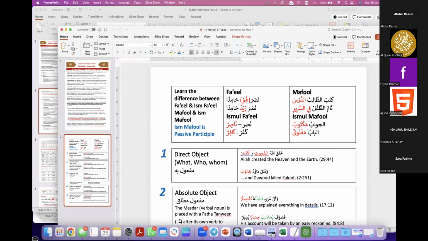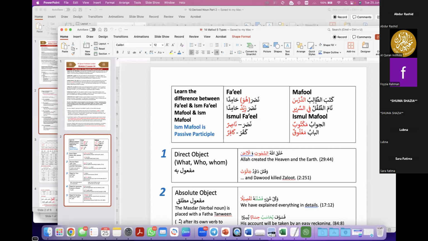Al-jawabu maktubun. The answer is written, the receiver of the act, and the sentence is complete. Derived from kataba. Al-babu mughlaqun, ismul fa'il. Okay, so maktubun has come out of the verb kataba. But ad-darsa here is a maf'ul. This is a kind of direct object.